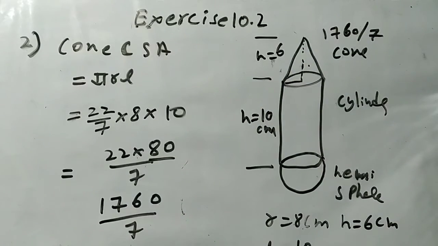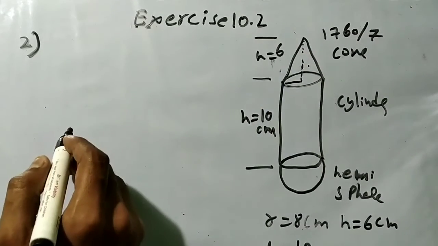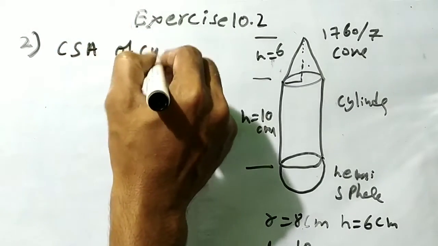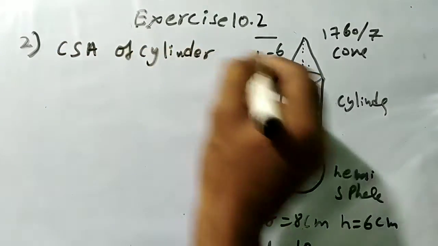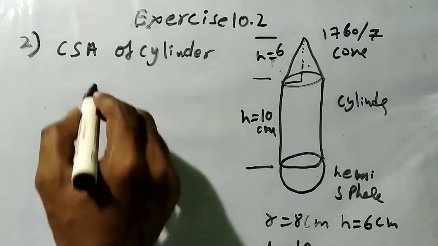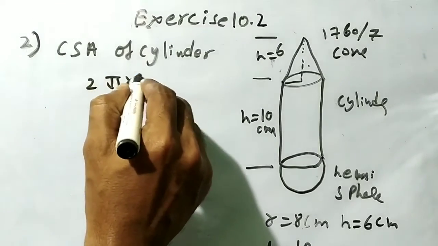Let's find the curved surface area of the cylinder, that is the CSA of the cylinder. The cylinder's curved surface area is 2 pi R H.